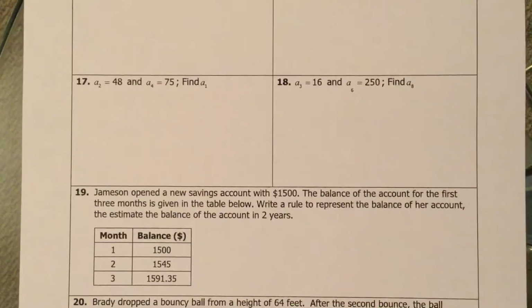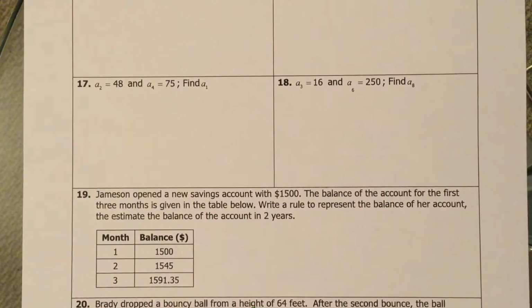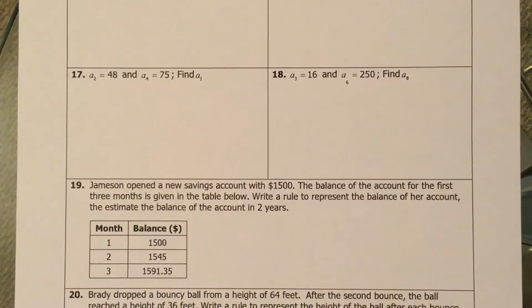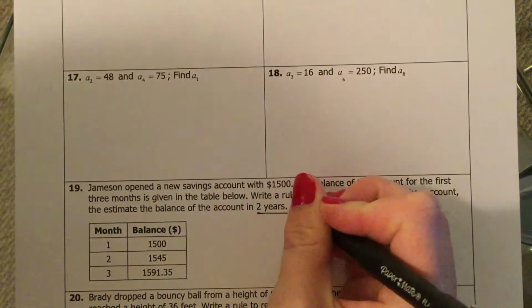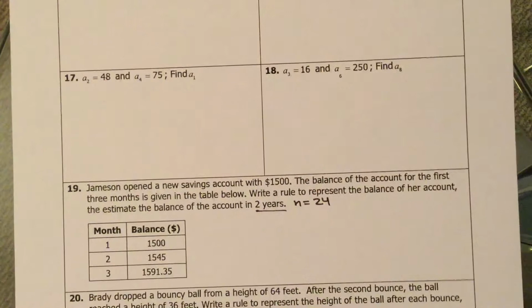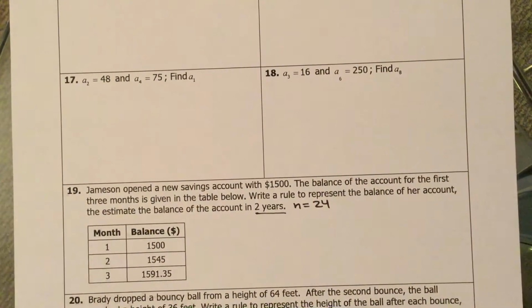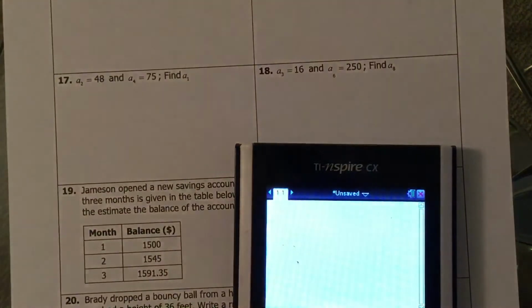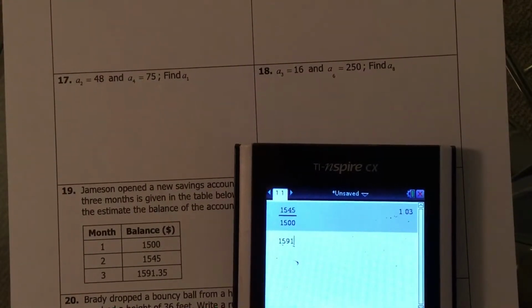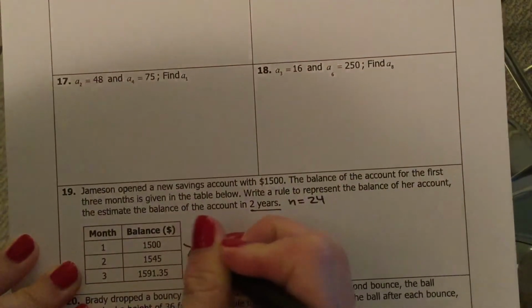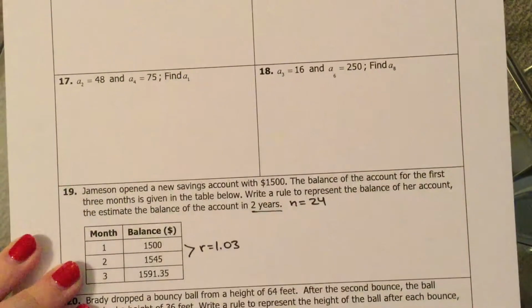All right, and then we've got some application problems here. So Jameson opened a new savings account, $1,500. That's like your A1. The balance of the account is given in the table below. So each month, that's like your N. So 2 years would be N equals 24, because that's the number of months. So we want to figure out a common ratio. So we can take these values and we can divide. So 1545 divided by 1500, and then 1591.35 divided by 1545. So you've got this common ratio of 1.03. Okay, so this R is 1.03 when you divide term by term.